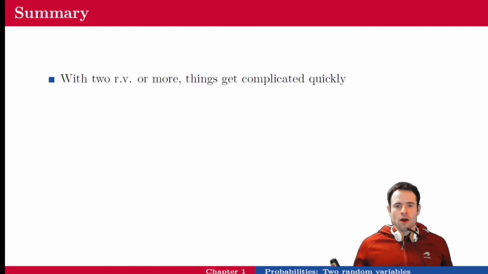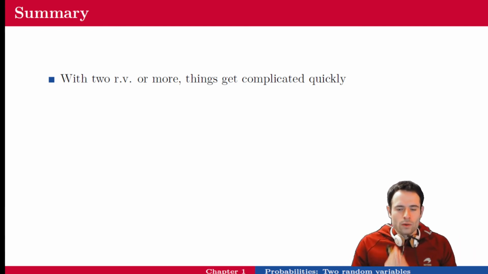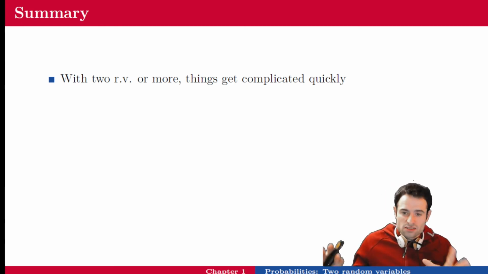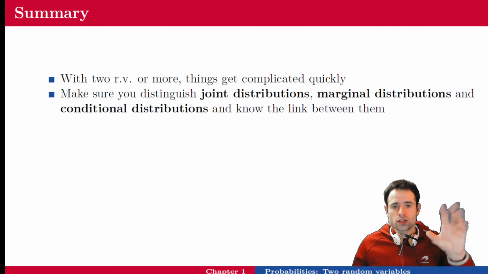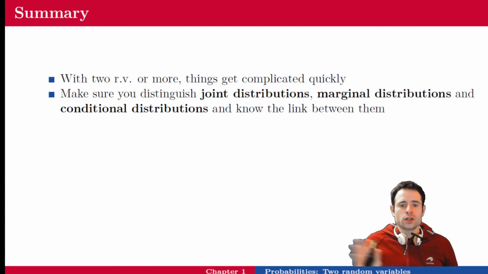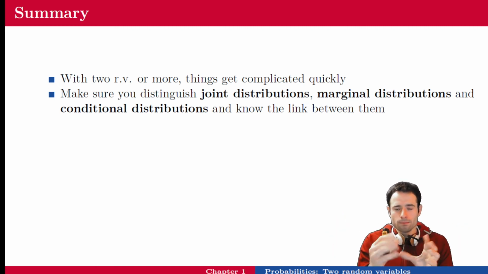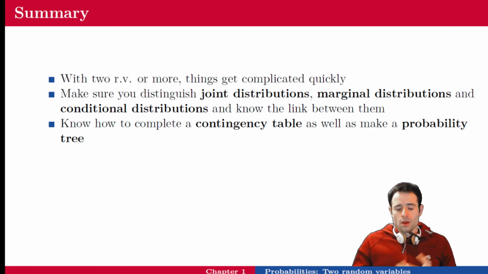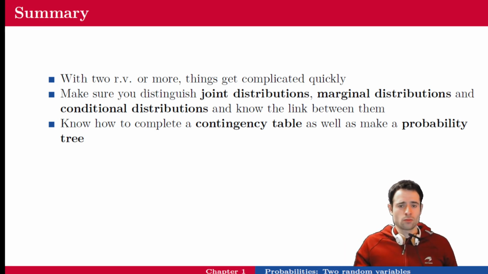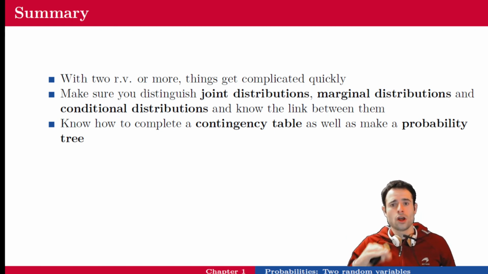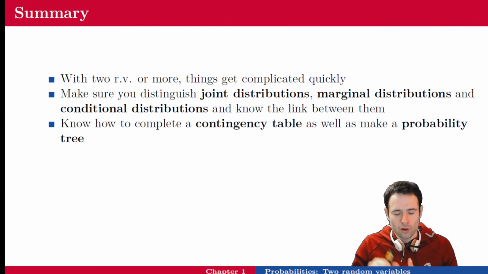So, a summary of this big lecture. When we have 2 or more random variables, things get complicated very quickly. Formulae get way longer. You need to make sure you know the difference between the joint distribution, the marginal distribution, and the conditional distribution. Make sure you know how to link them, so make sure you know the formula between the three. Know how to complete a contingency table, as well as make a probability tree. I might ask you in the exam, I might give you some conditional probabilities, and I might ask you to make the whole contingency table. The whole probability tree.